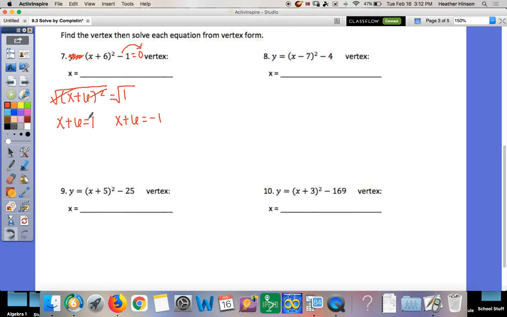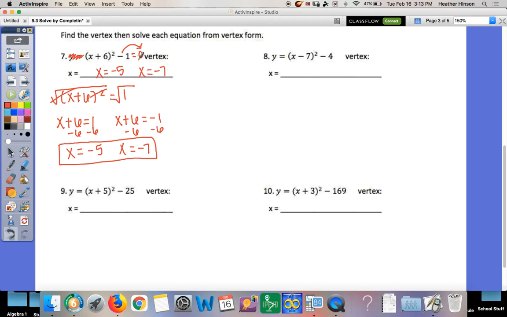And then we solve. So plus 6, to solve that, we subtract. So x equals negative 5. Same thing over here, subtract. So x equals negative 7. So in your blanks, you have two blanks. You're going to do x equals negative 5 and x equals negative 7.